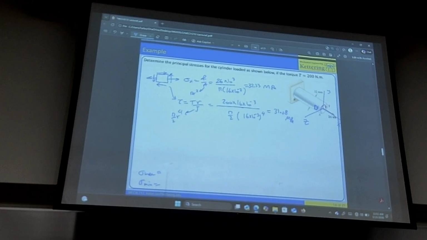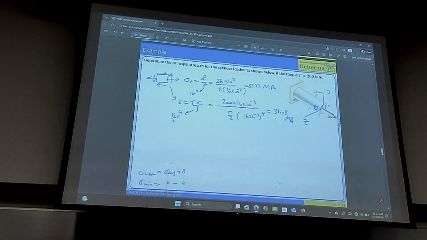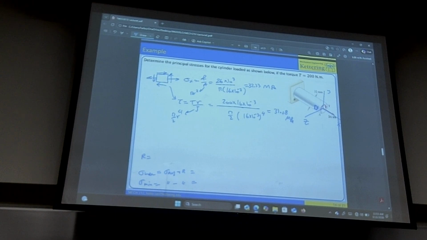Is that the sigma average plus R? And then sigma average minus R? Very good. And Justin, please give me the equation for R. So I'm working backward. R is the square root of sigma x minus sigma y divided by 2, that whole expression squared, plus tau xy squared.